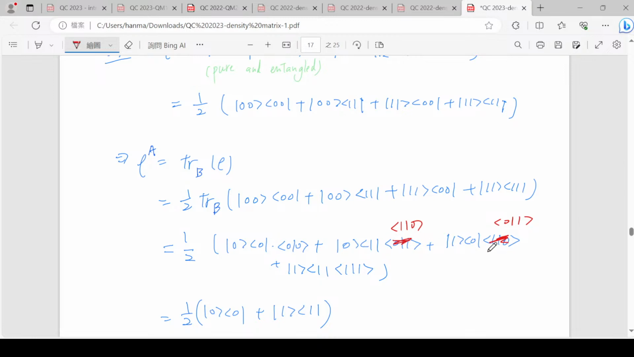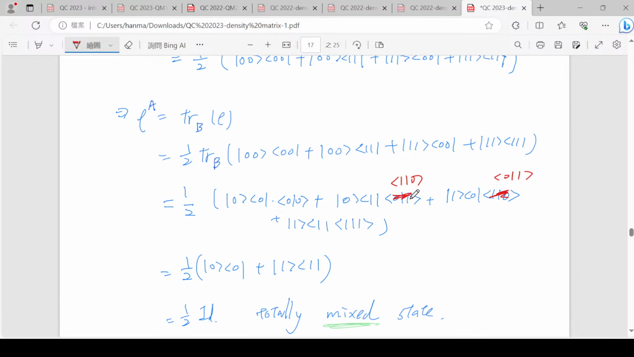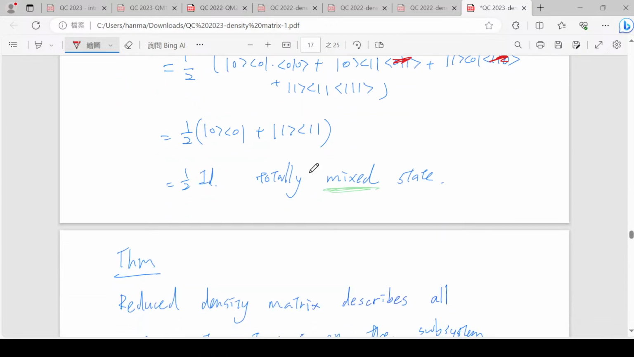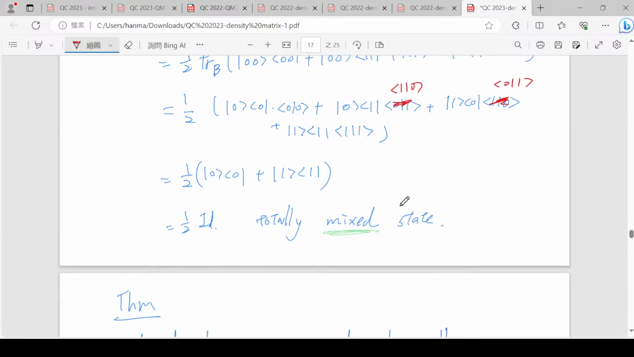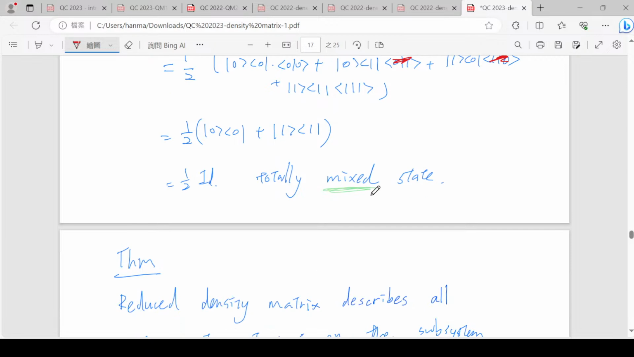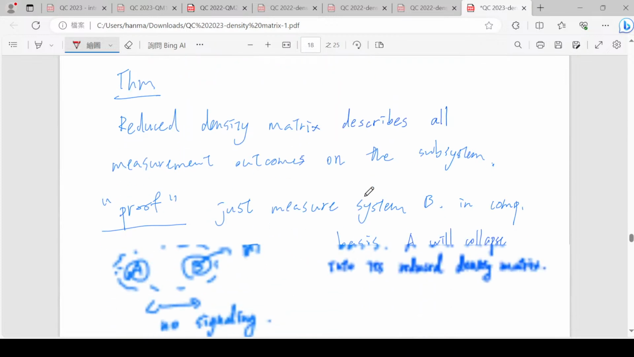Anyway, those two cross terms don't matter too much, because the inner product between 0 and 1 is 0. And so we are just left with |0><0| and |1><1|, with 1/2 outside. And so we see that our spoiler is correct. We get 1/2 of the identity matrix, and we get a totally mixed state.